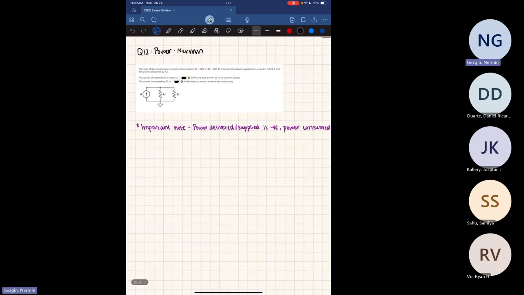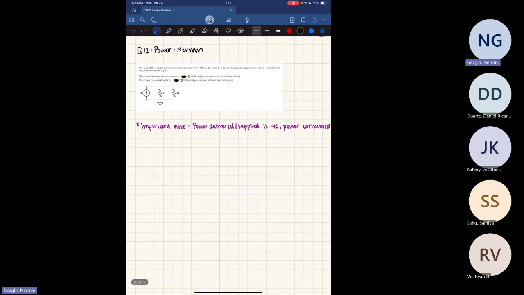So we're given this circuit here with 2 resistors that are parallel to each other, and we're given a current source. So we're trying to find the power delivered by the source and the power consumed by R2. So we're trying to find 2 different things here.